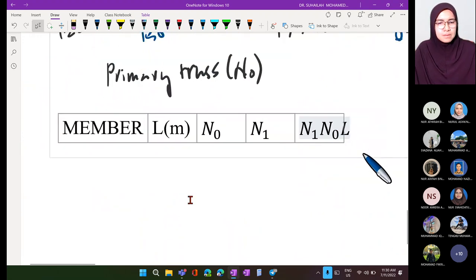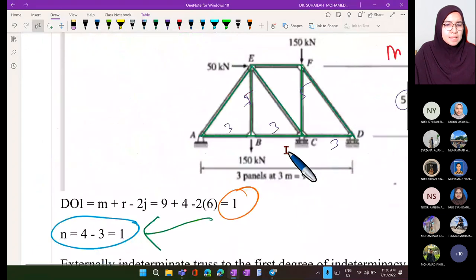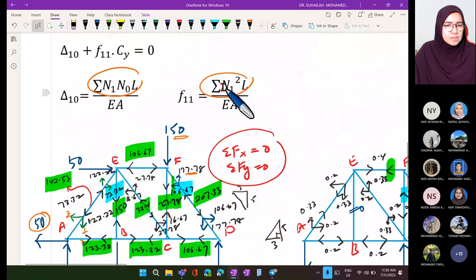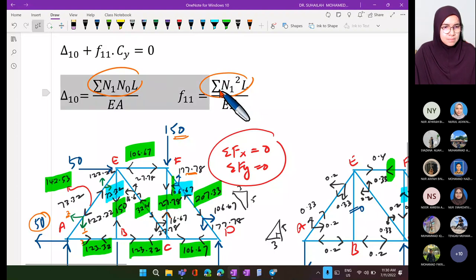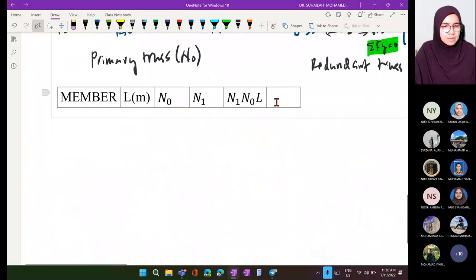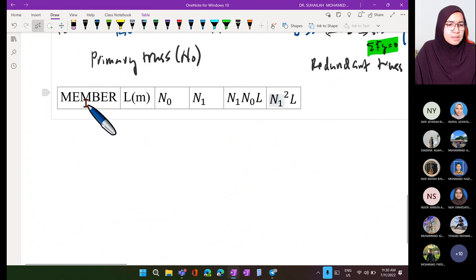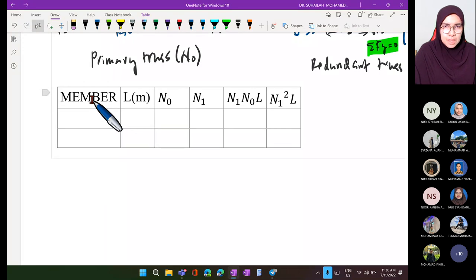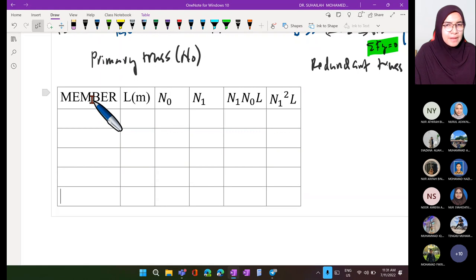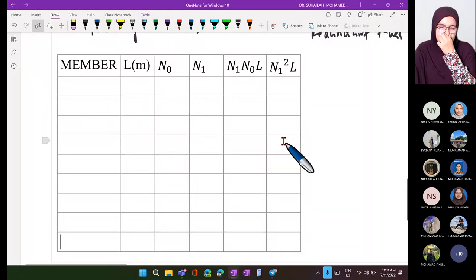Okay. And satu lagi is N1 square L. Bukan summation ya. Summation ni, bila kita total nanti, kita akan dapat summation. Okay, yang ni yang kita nak. Okay, how many members? 1, 2, 3, 4, 5, 6, 7, 8, 9. 9 members.